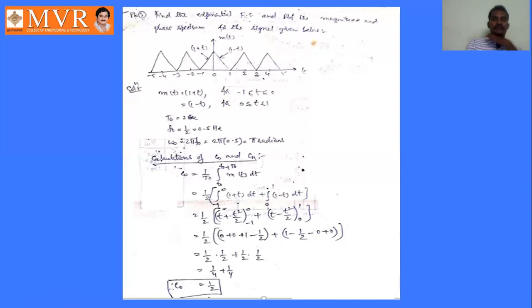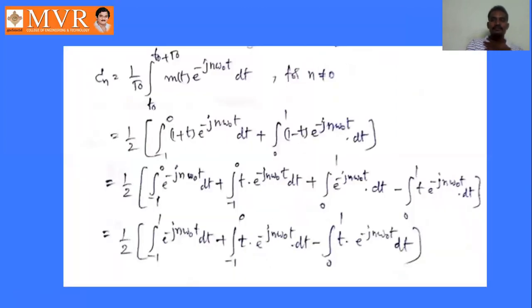Next, what we have to calculate? Cn value. So Cn equal to 1 by T naught integral from T naught to T naught plus T naught of m of t into e power minus jn omega naught t dt, for n is not equal to 0. Okay. So 1 by T naught is 1 by 2, with minus 1 to 0, 1 plus t into e power minus jn omega naught t, where omega naught value is pi here. Is it not?